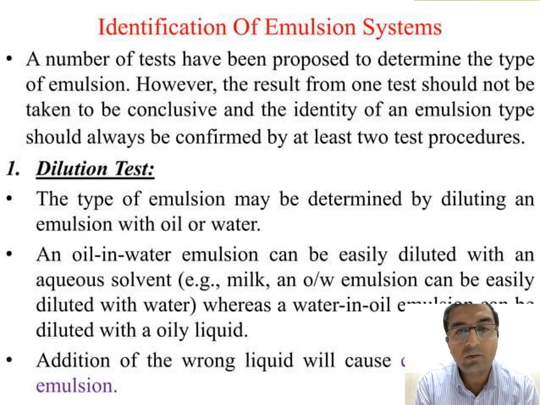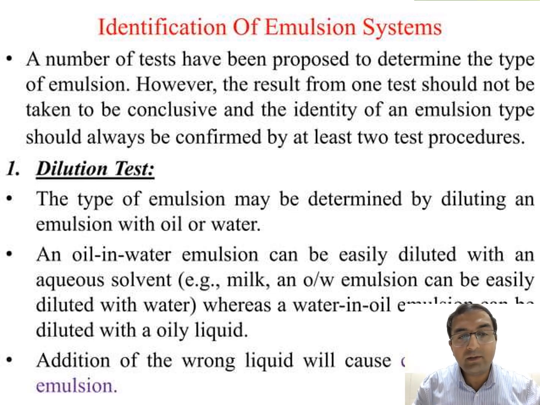Okay, let's talk about the emulsion system. A number of tests have been proposed to determine the type of emulsions. However, the result from one test should not be taken as conclusive identification of an emulsion type. It should always be confirmed by at least two test procedures. So we have to perform at least two tests to identify exactly the nature of the emulsion.